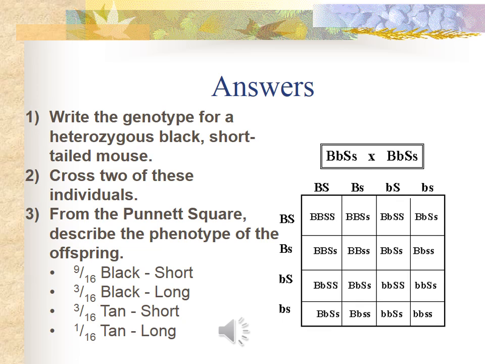And you wind up with basically the phenotype of the offspring. 9 black short, 3 black long, 3 tan short, and 1 tan long out of 16. And this gives you approximately what we have seen in the previous mixes from the peas, the heterozygous mix. You get a 9-3-3-1.